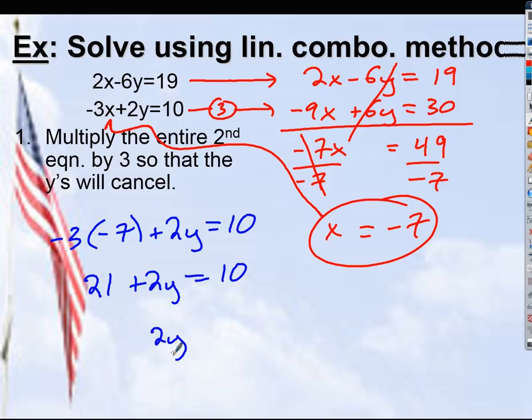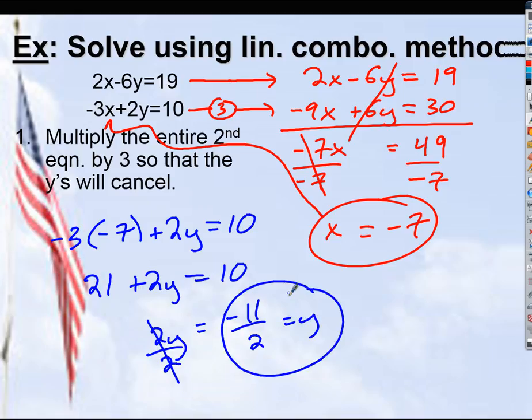What's 10 minus 21? -11. Divide both sides by 2. And I got it. Y equals -11 halves. I could write that as -5.5 if I want to write it as a decimal, but that's fine. I can just leave it as a fraction too. That's a simplified fraction, right? Make sense? Got them both. I can plug those in to these two equations to check it too, right?